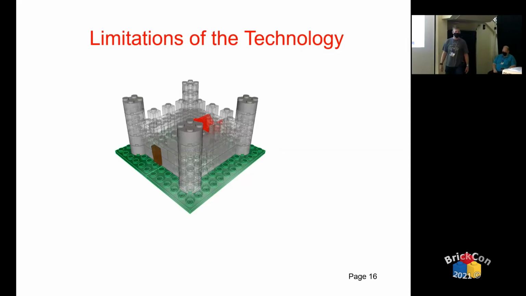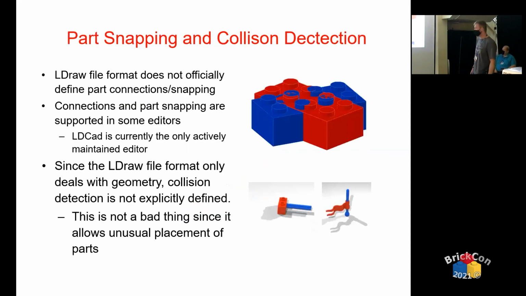So, limitations of the technology. What can it do? Well, we don't officially define part snapping or part connections. Now, LDCAD does part snapping, and so does Studio. They have their own methods of doing that. It's their system. We haven't adopted anything officially. So there may be editors that allow part snapping. We haven't formally defined anything.